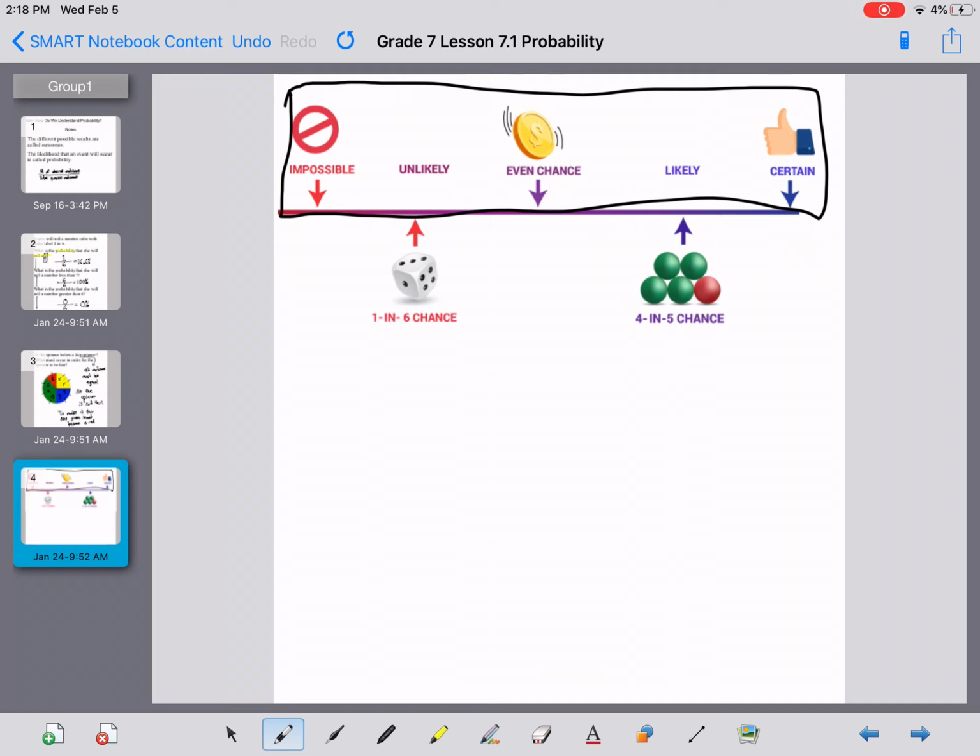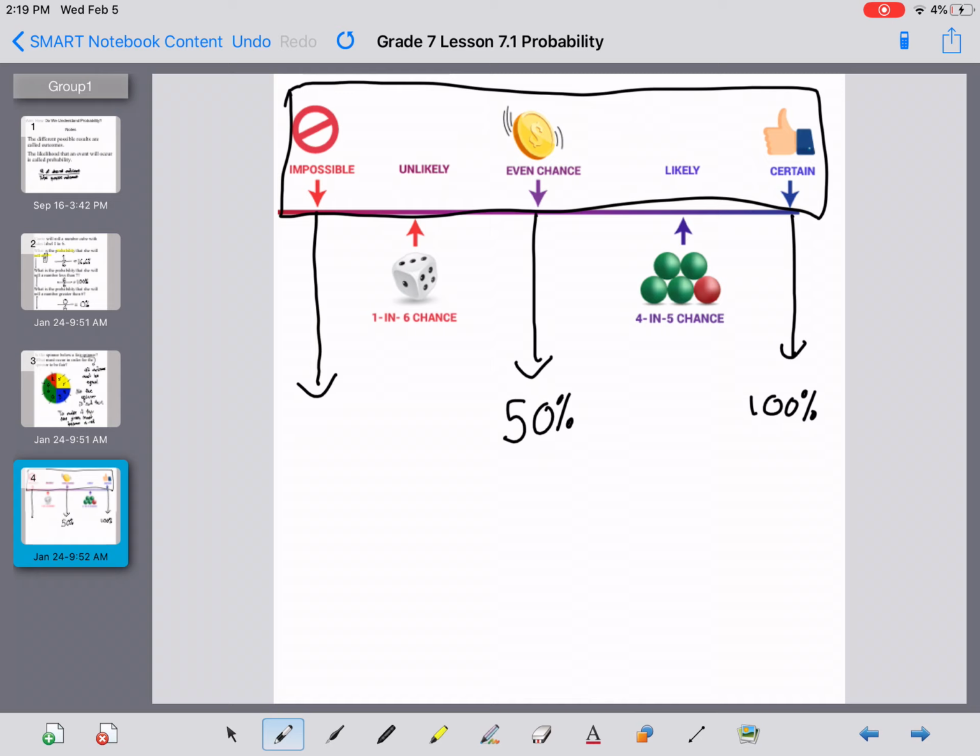So these are words that we can use to describe probabilities. An even chance means there's a 50% chance that something will happen. A certainty means it's going to happen no matter what. That is 100% chance. Something that is impossible means it's never going to happen. So that would be a 0% chance. So anything in between 0 and 50, we consider that something that's unlikely to happen. Anything that's greater than 50 but less than 100, we consider that something that's likely will happen.